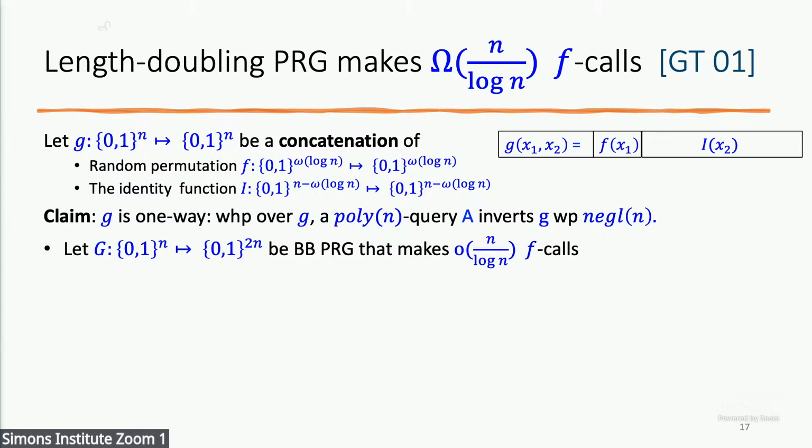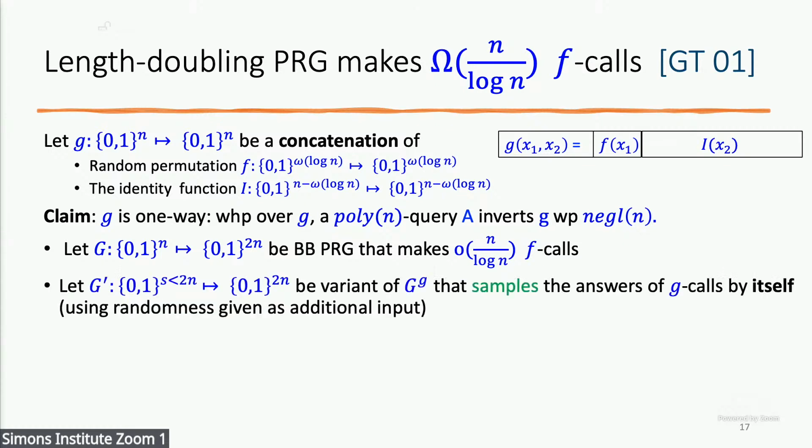So now let's assume there is a length doubling PRG that makes a small number of calls to G. Consider G prime that, rather than calling G, emulates the call to G. Because what is the call to G? The first omega of log n bits are going to be a random value, and the others are going to be fixed. So that's the identity function. So you can emulate it.